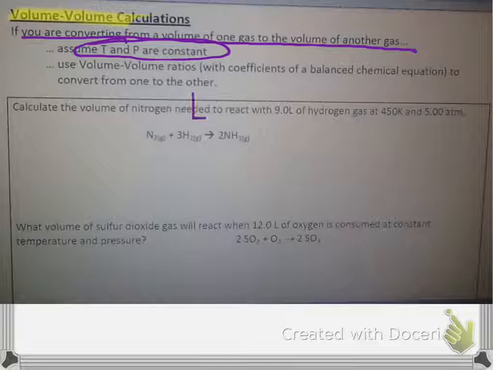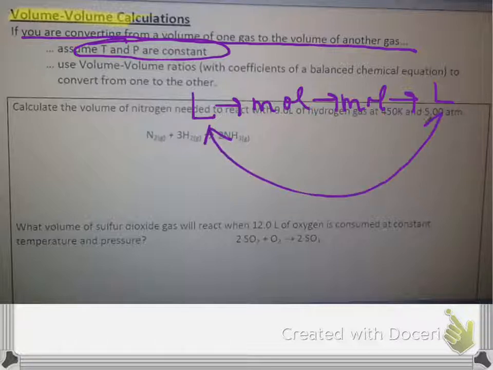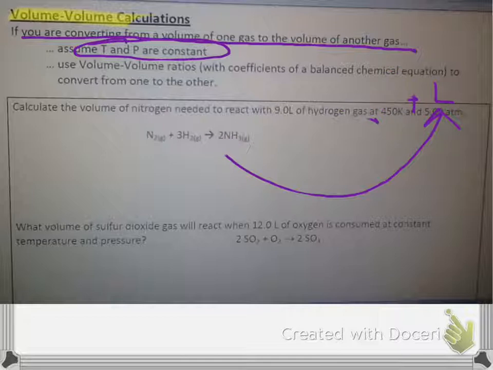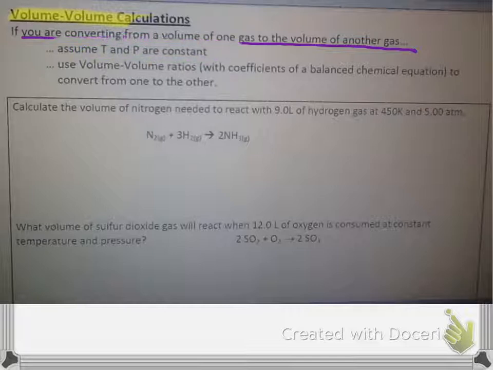Under those conditions, you can take a shortcut. Instead of going from liters to moles, then moles to moles, and then moles to liters, into the mole, mole to mole, out of the mole, you can go straight from liters to liters and cut out the mole. The reason is that you would be using a conversion factor and then its inverse to get back to liters. If your pressure and temperature are the same, all of those conversions cancel themselves out. Therefore, you really don't need them.